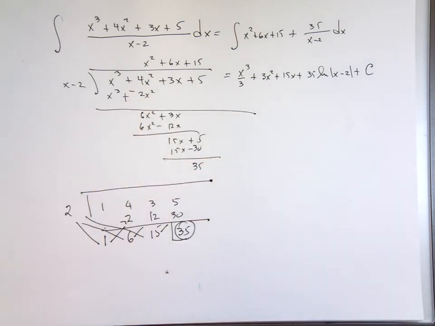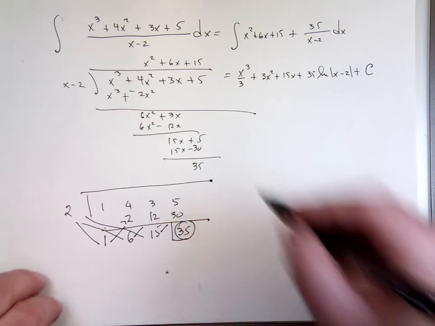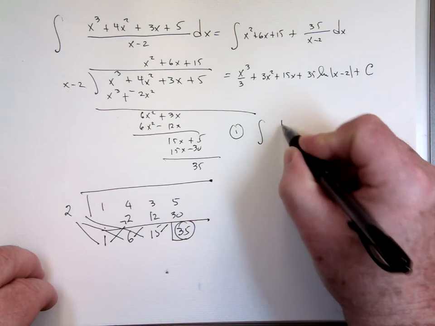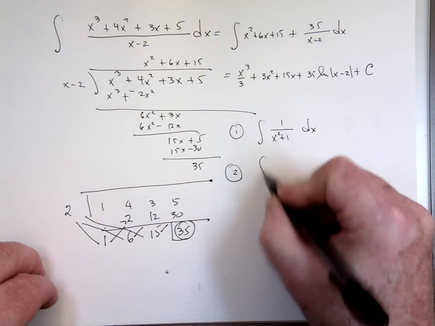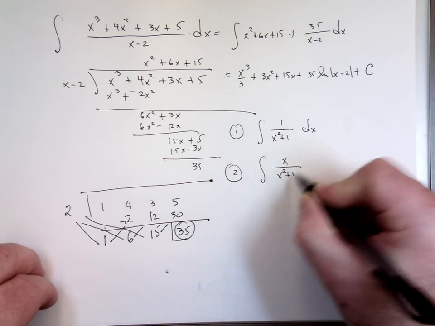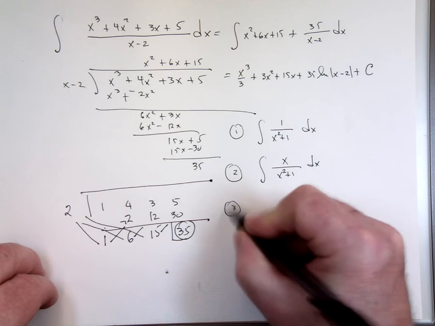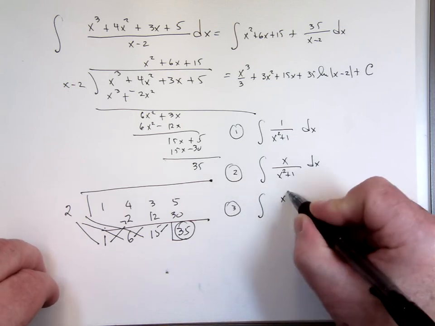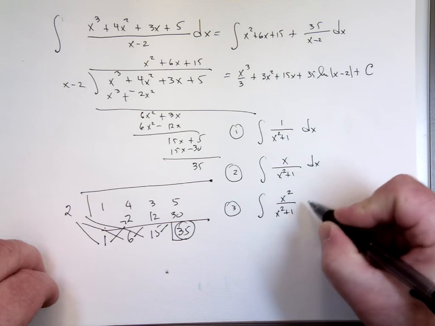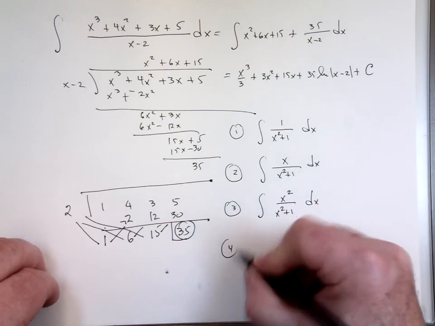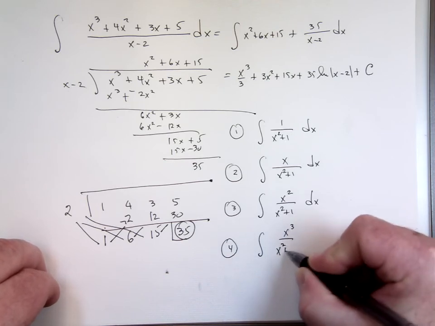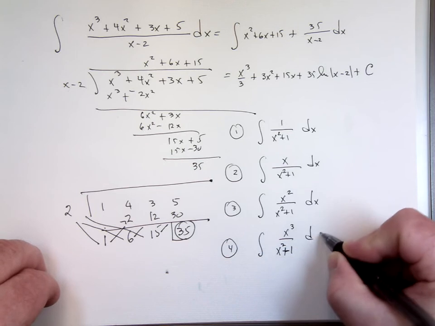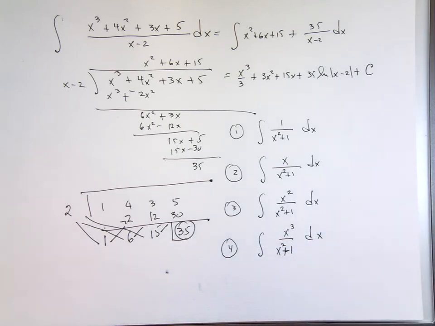All right, we got 4 integrals to do here. We're going to do the integral of 1 over x squared plus 1, the integral of x over x squared plus 1, x squared over x squared plus 1, and x cubed over x squared plus 1. Go ahead. Take a few minutes and do these 4, and then we'll do these 4.